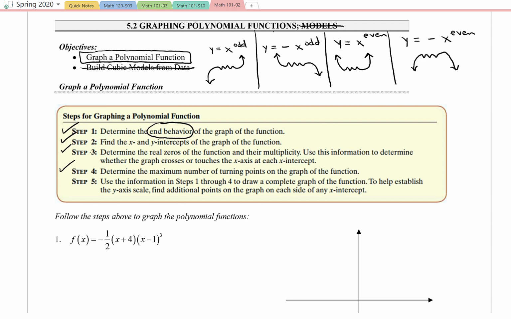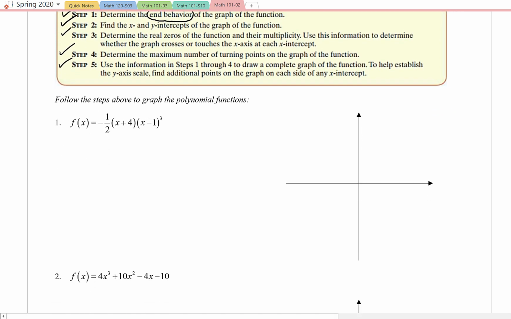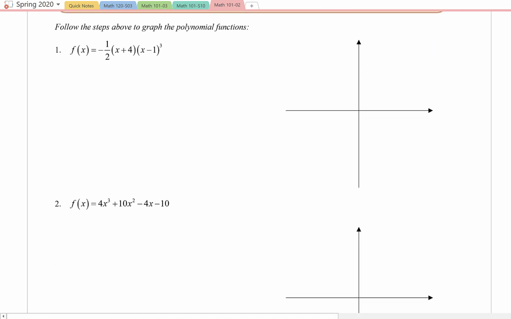And step 5, use the information in steps 1 through 4 to draw a complete graph of the function. To help establish the y-axis scale, find additional points on the graph on each side of any x-intercept. We can do that, yes. All right, so here's our function.